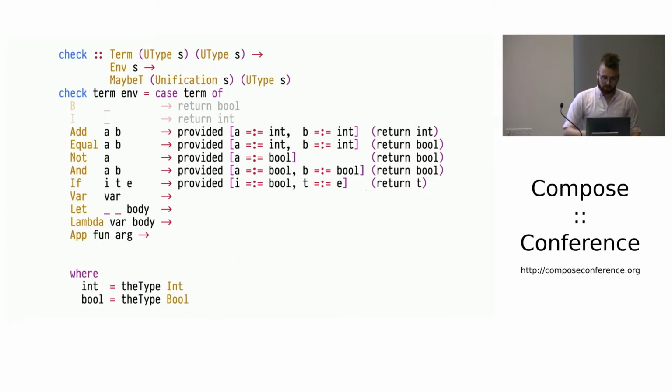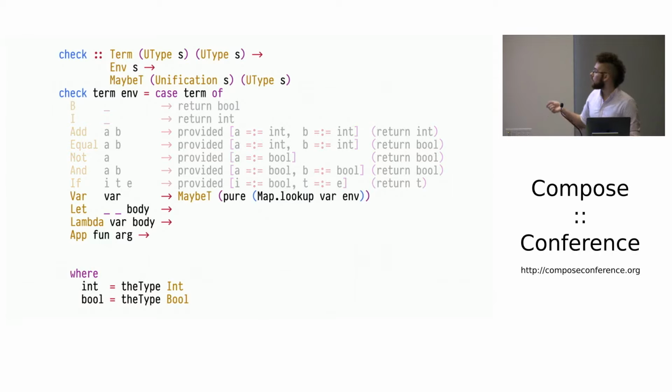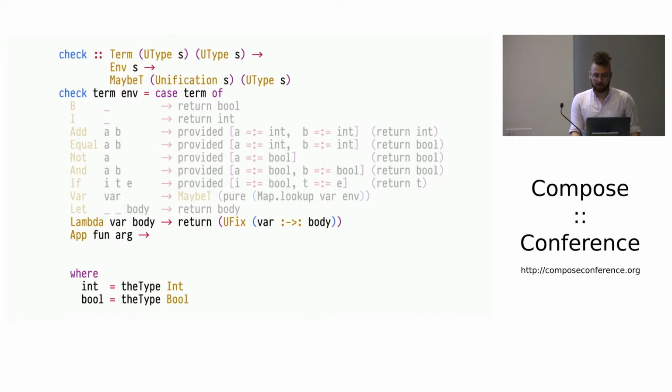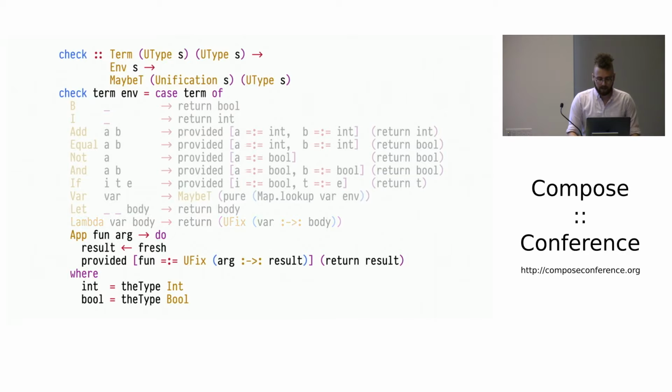And, you know, scrolling down a little bit, if I have a variable, I'm still doing the exact same thing. I just look it up in the environment. If I have a let expression, I'm just returning the body of it. If I have a lambda, then I just return now the function from the variable to the body. And if I have an application, then I just invent a fresh result variable, and I say, provided that the function type is equal to the argument type arrow result, then I return the result.